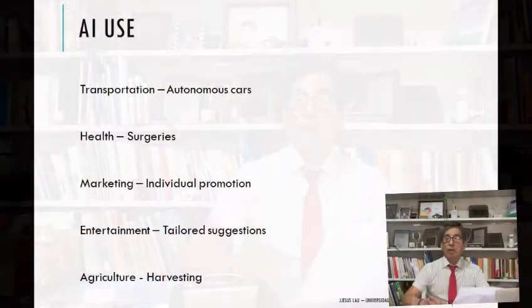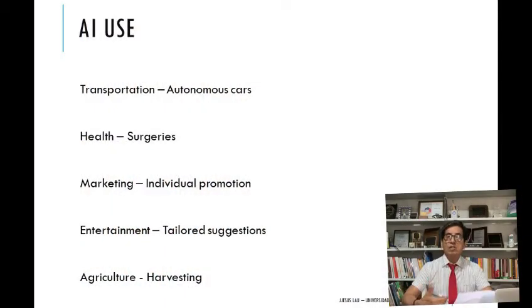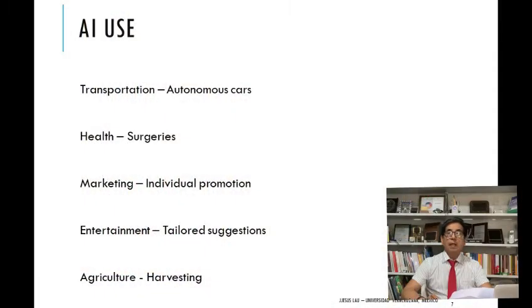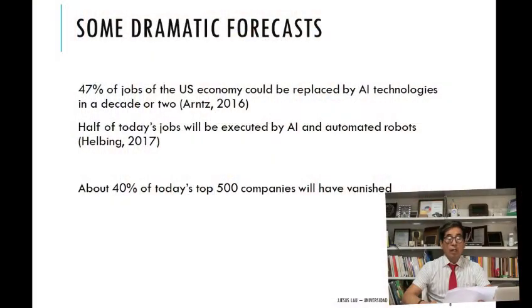There are several uses currently. One is transportation. You have already heard about autonomous cars that will be populating cities in the near future and will transform our economies. And these artificial intelligence capabilities are used in marketing, in entertainment, and are deciding what we watch, what we enjoy, and what we buy. The forecast for the labor market is that 40%, according to one author, and up to 50%, according to Helbing, will be executed by artificial intelligence and automated robots.